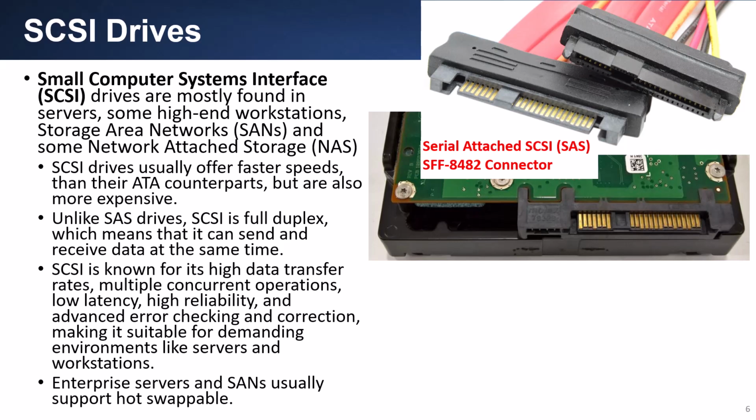Small Computer System Interface, or SCSI drives, are mostly found in servers, some high-end workstations, storage area networks or SANs, and some network-attached storage or NAS devices. SCSI drives usually offer faster speeds than their ATA counterparts, but are also more expensive. Unlike SAS drives, SCSI is full duplex, which means that it can send and receive data at the same time. SCSI is known for its high data transfer rates, multiple concurrent operations, low latency, high reliability, and advanced error checking and correction, making it suitable for demanding environments like servers and workstations. Enterprise servers and SANs usually support hot swappable.